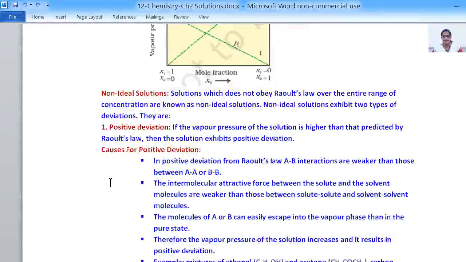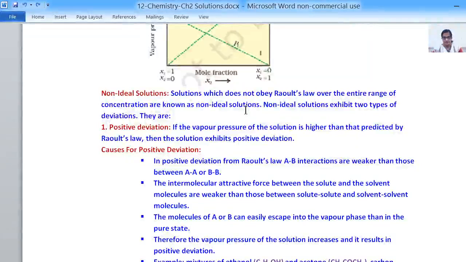In positive deviation from Rolle's law, the A-B interactions are weaker than between AA and BB. Again, come back to our solution. We have two components, component A and component B. In the pure component A, we have only AA type of interaction. In pure component B, we have BB type of interaction. Now, we are going to mix A with B. When we mix component A with B, we have a third type of interaction we already studied, that is AB type of interaction, in addition to AA and BB.